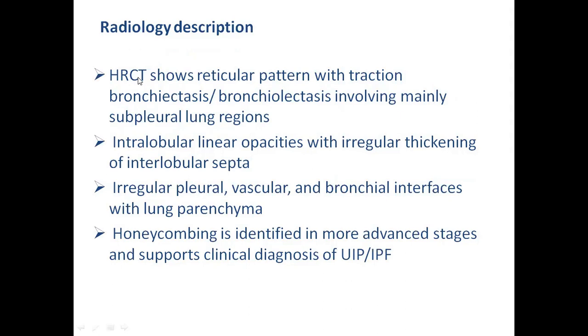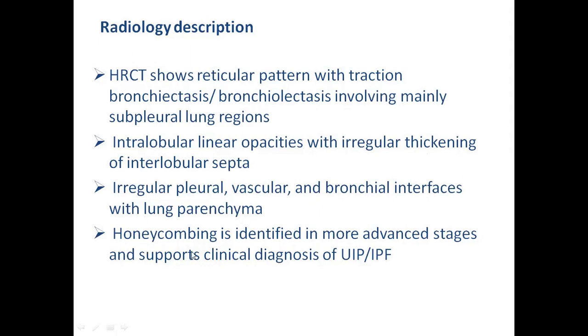The most common pattern seen on HRCT is the reticular pattern, and along with that there will be dilatations of the small bronchioles as well, mainly present on the basal aspects of the lungs. The other features include intralobular linear opacities with irregular thickening. Others include irregular pleural, vascular, and bronchial interfaces with the lung parenchyma.